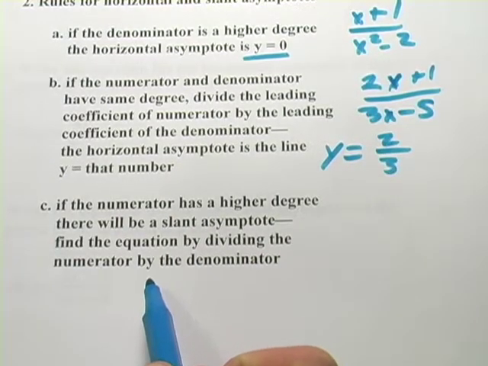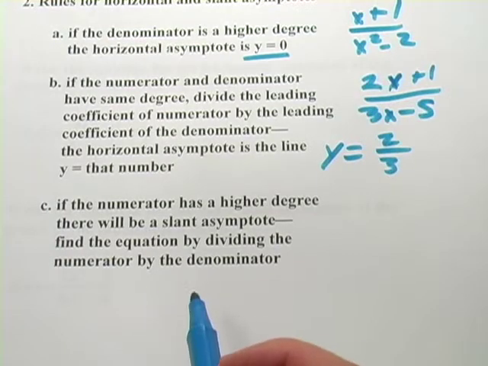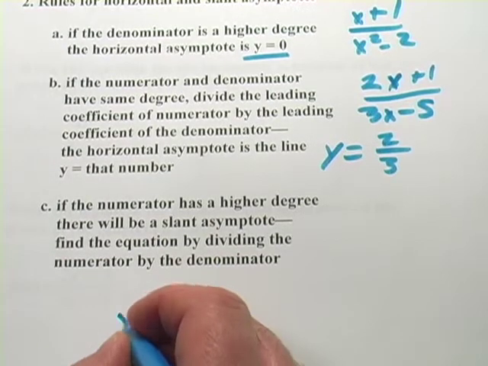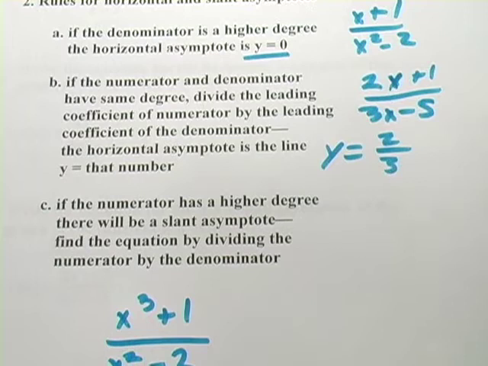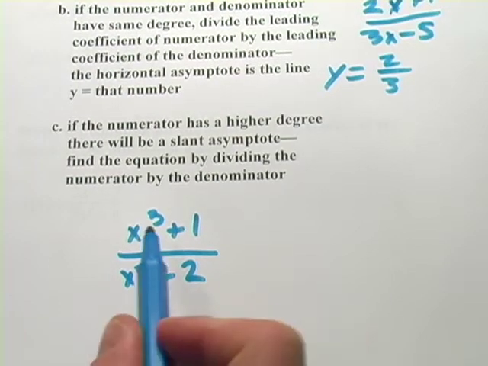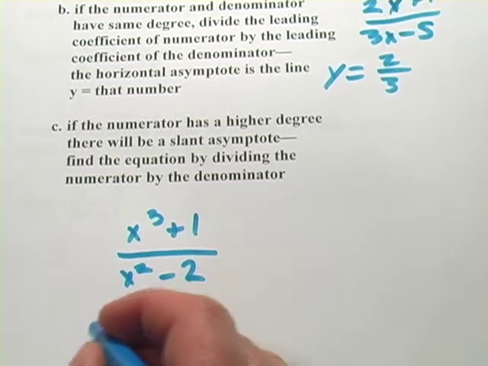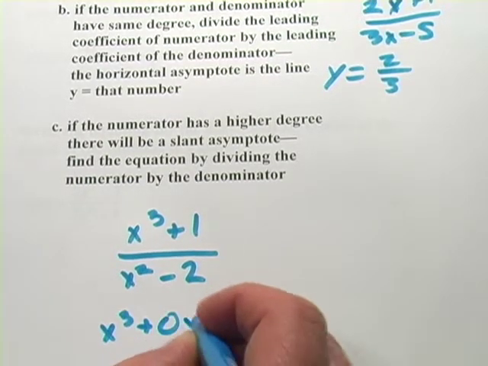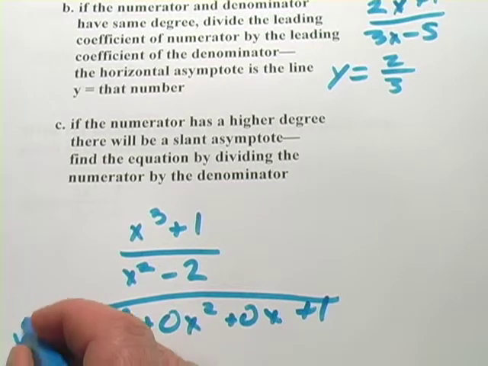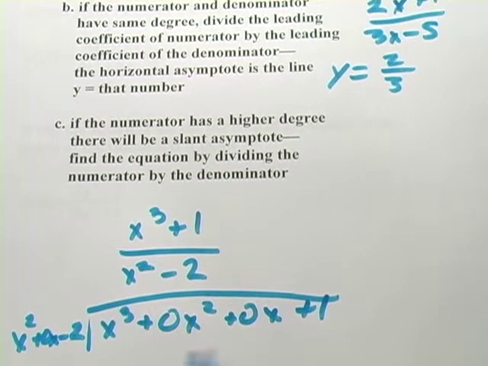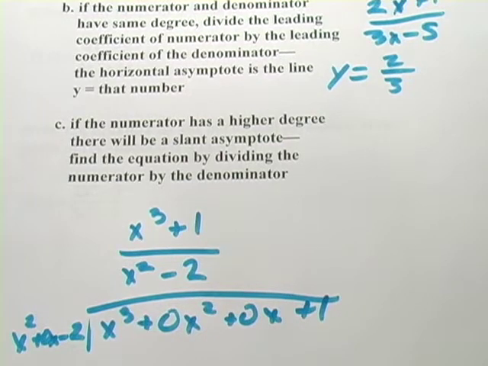Now the other situation you can have does not give you a horizontal asymptote, it gives you a slant asymptote, and that is if the numerator has a higher degree. And if that's the case, let's say you had x cubed plus 1 over x squared minus 2. To figure out the asymptote, you actually have to divide. So you would take x cubed, and I'm going to write this out as x cubed plus 0x squared plus 0x plus 1, and divide it by x squared plus 0x minus 2. And you would do the division, and what you get for an answer up here is going to be your line, your equation for your line of the slant asymptote. All right, let's look at a couple of problems.